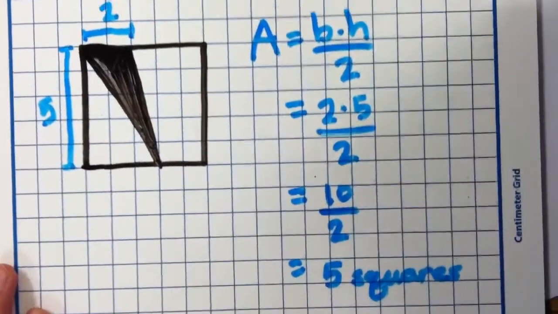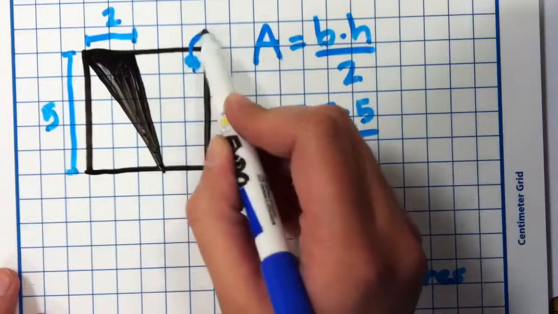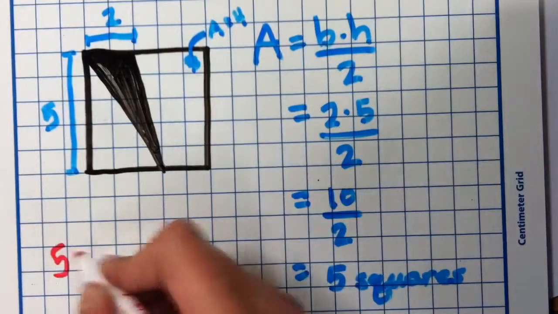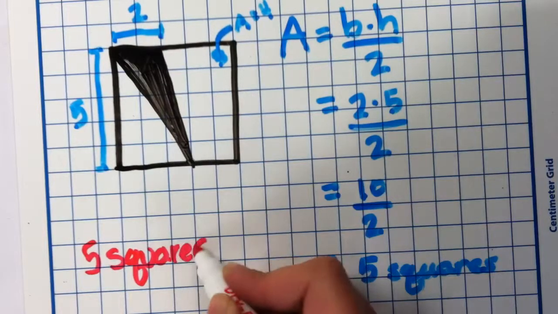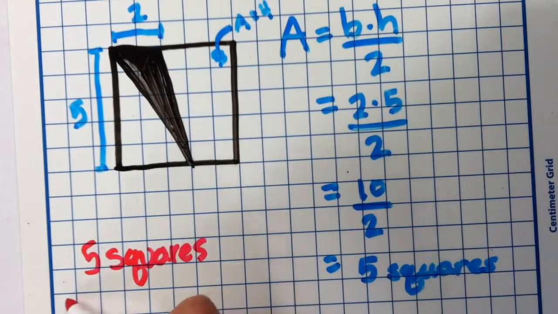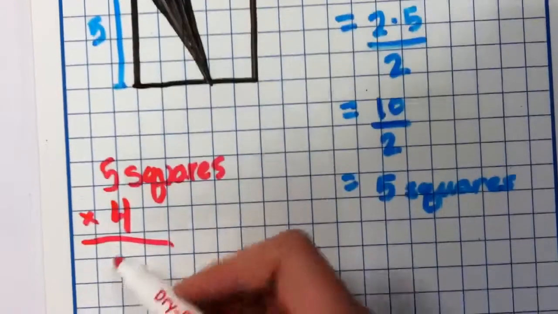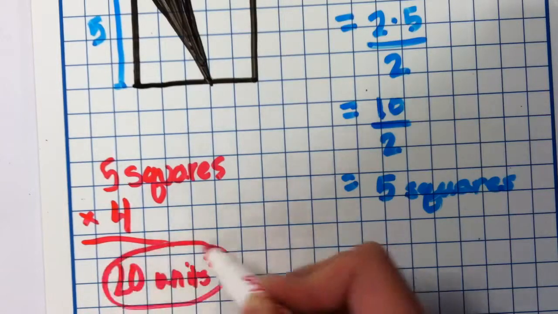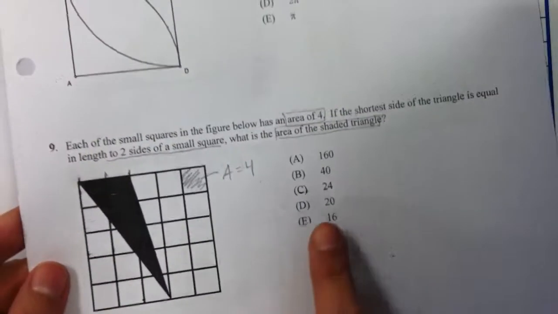Okay? So now, they told us at the beginning that each square has an area of 4. So if that shaded region is made up of 5 squares, and we know that each of them has an area of 4, we can just multiply to get 20 units squared. Which again, back in our packet, is answer D.